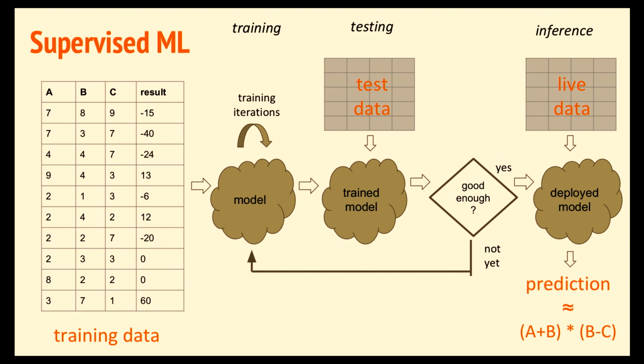Then we feed that into an untrained model, which is essentially random. We iterate over it many, many times, do backpropagation. Eventually, we have a model that works pretty well for the training data. Then we test it with new data that we've never seen before. It's called the test data, and we see how well it does. If it does okay, great, we're done. If not, we need to go back, tweak the model, maybe get some new training data, whatever.